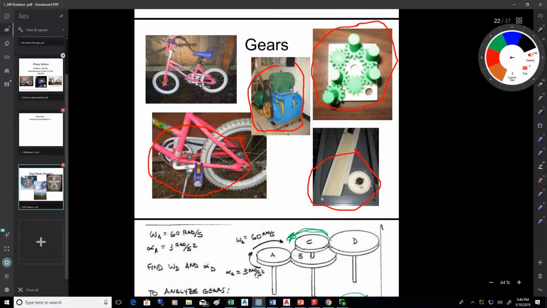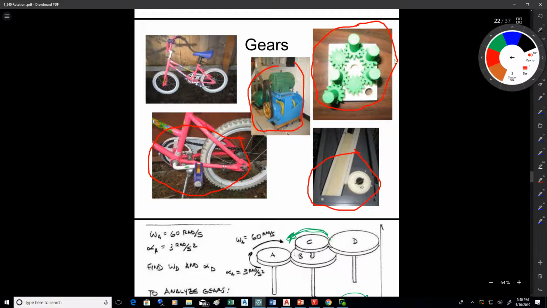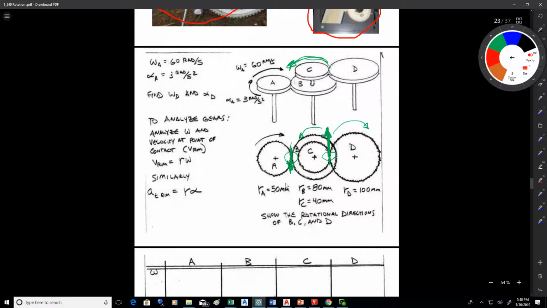Let's have a look at gears. Gears are just rotating discs that are attached to shafts. They are connected in some way. A lot of gears are just connected directly. They mesh together with teeth, but you can also connect gears together with a chain or with a belt. The usual function of that is to change angular speed in some way.